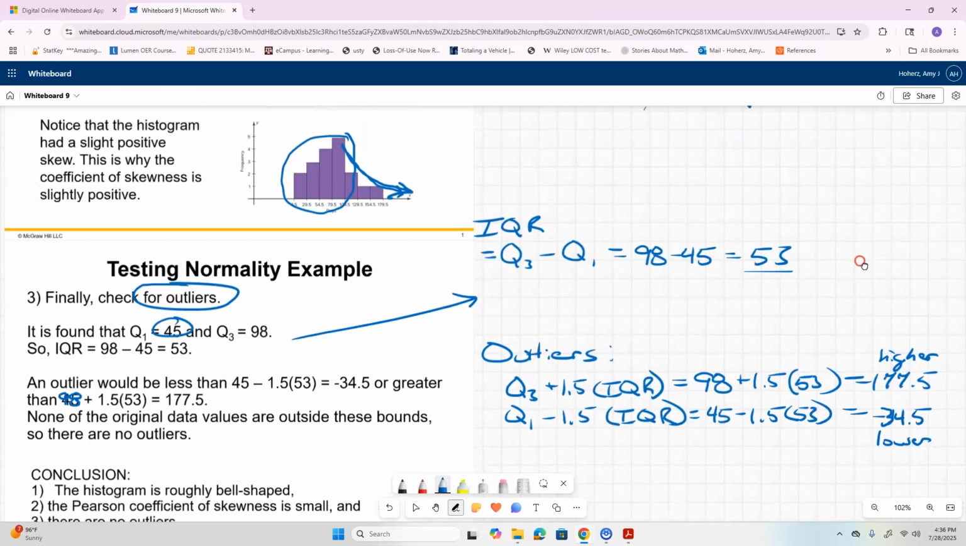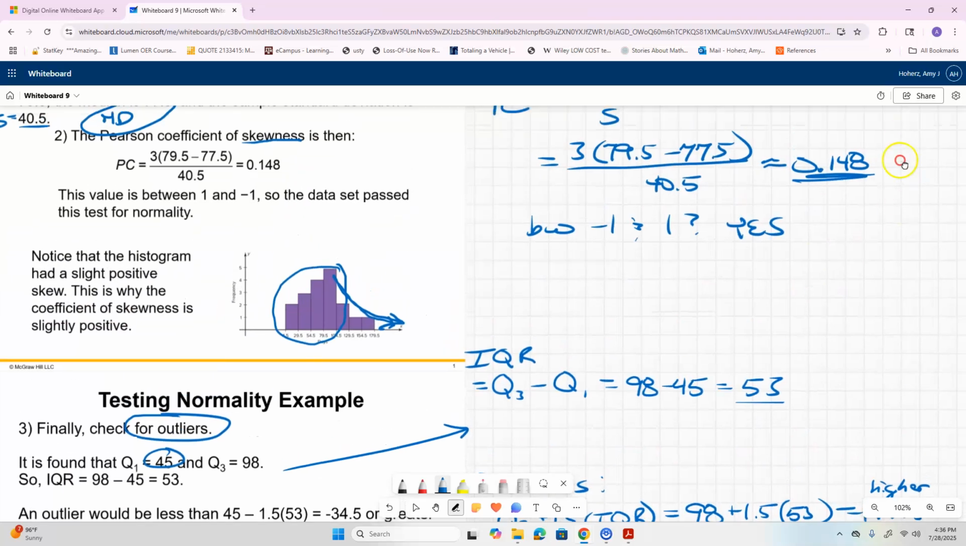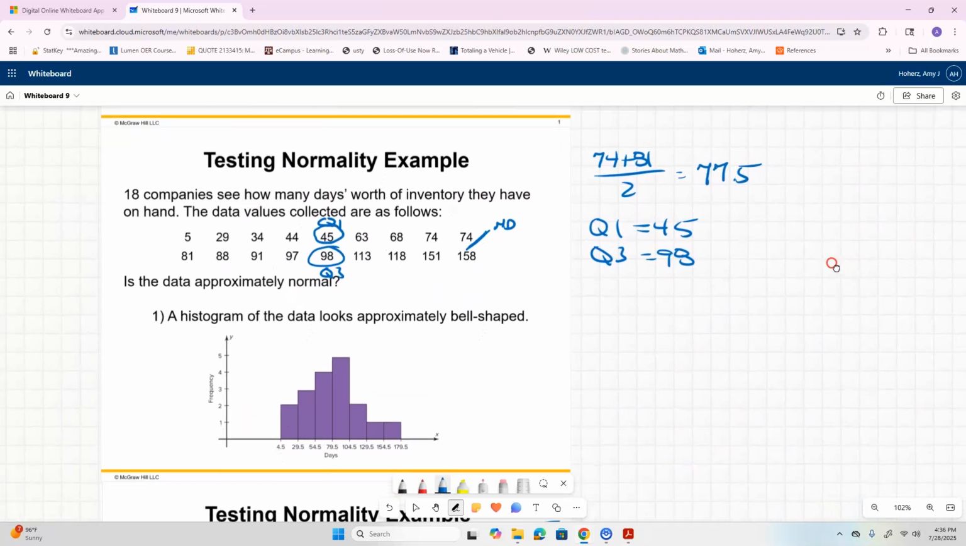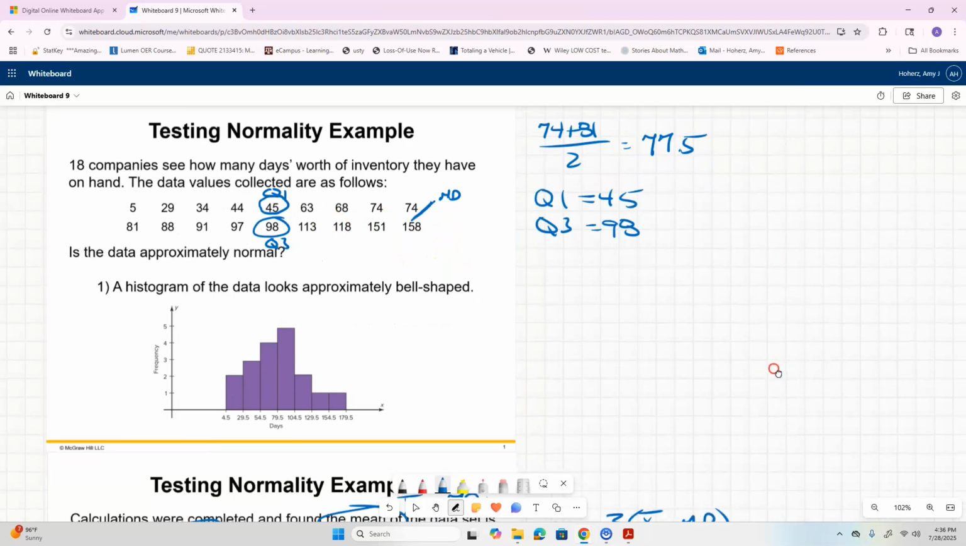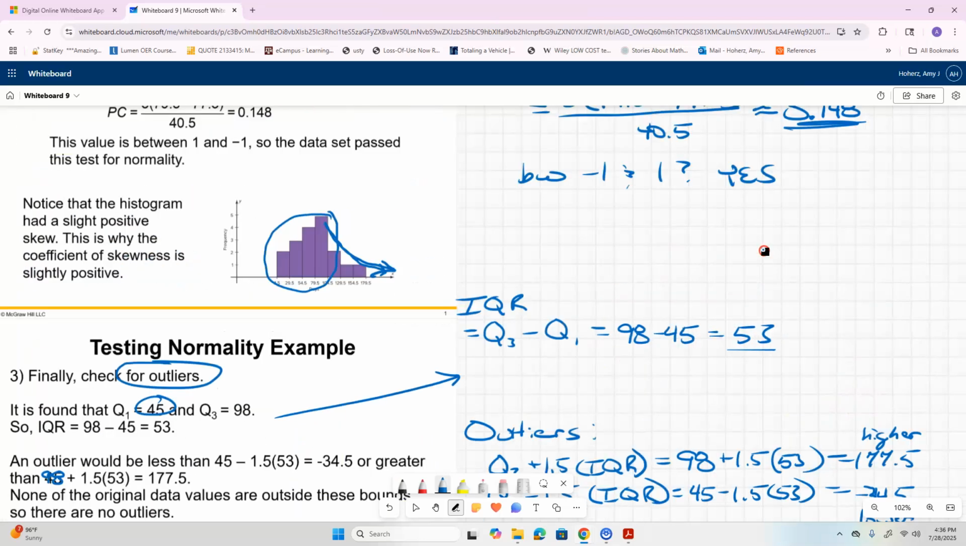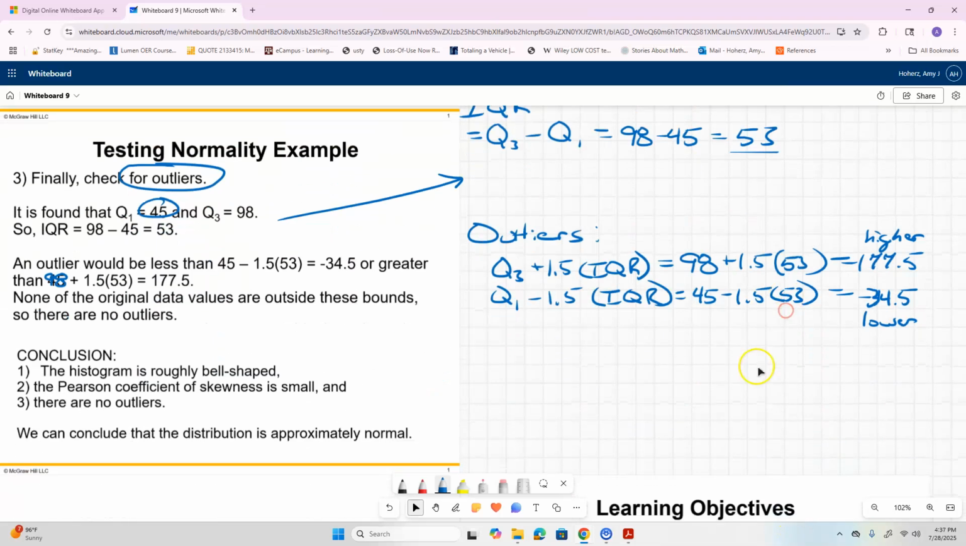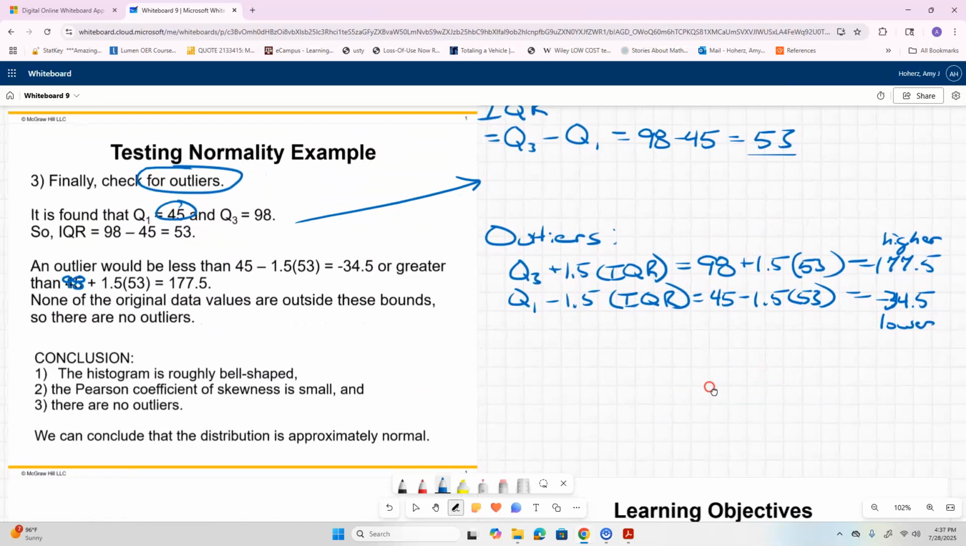So do we have any values that are higher than 177.5 or lower than negative 34.5? Well, we don't have any that are lower. We know that our smallest value was 5. And we don't have any that are higher than 177. Our highest was 158. So we don't have any outliers. None of the original data values are outside these bounds, so there's no outliers.